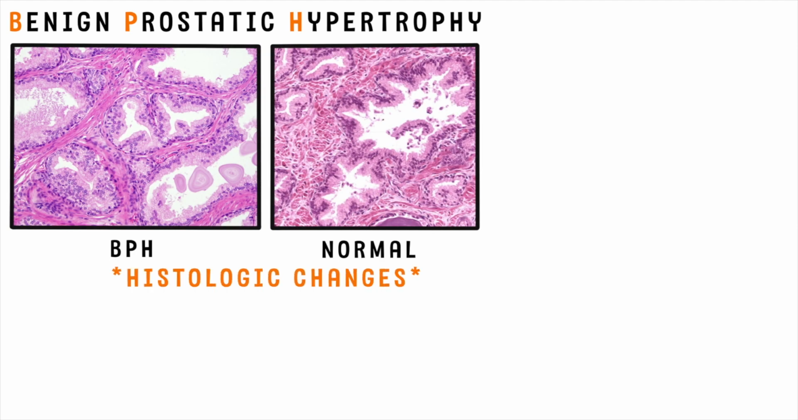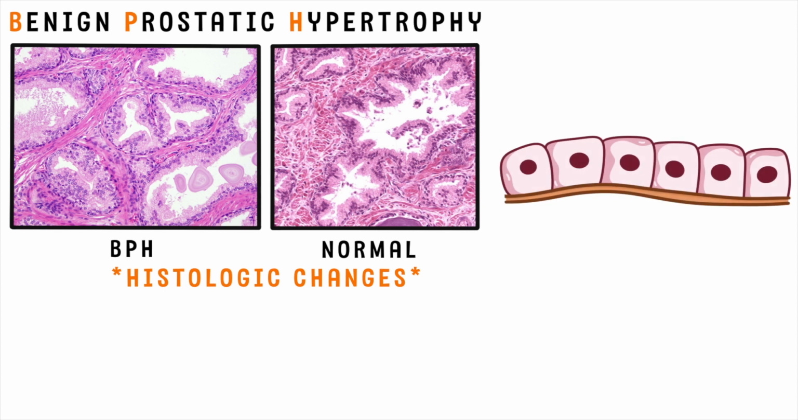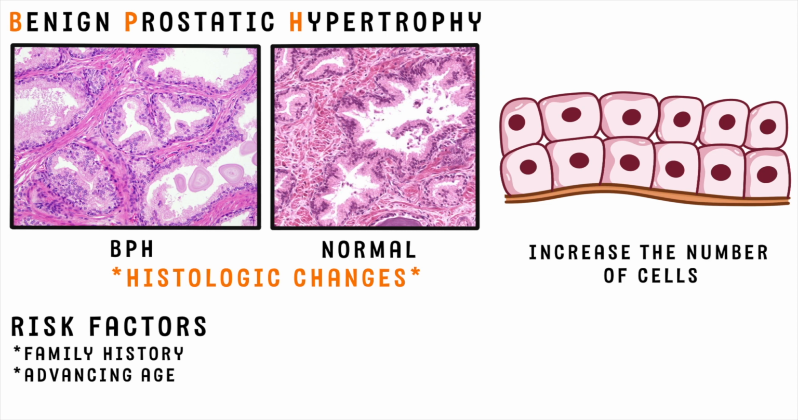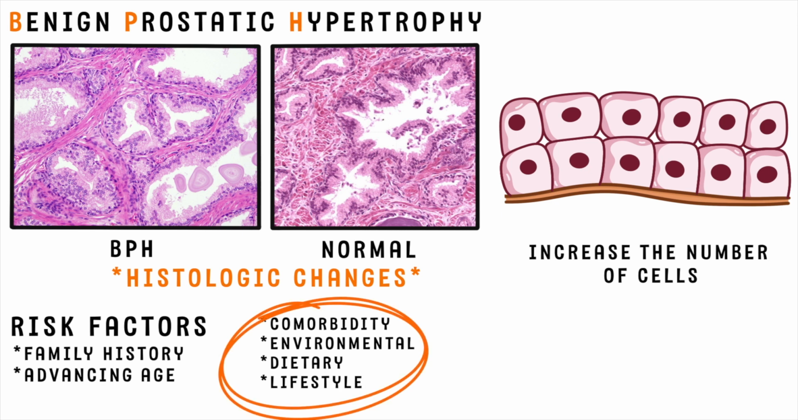The benign prostatic hypertrophy, or BPH, refers to histologic changes within the prostate gland. Hyperplasia means increase in the number of cells, which is different from hypertrophy, which refers to an increase in the size of the cells. The risk factors include family history and advancing age. However, evidence suggesting comorbidity, environmental, dietary, or lifestyle-related risk factors is generally weak.